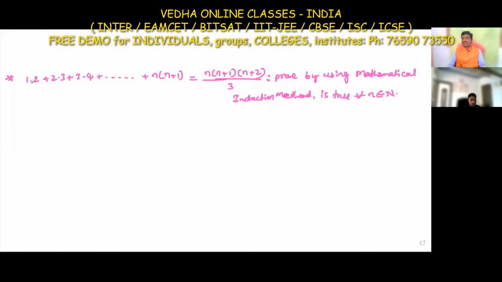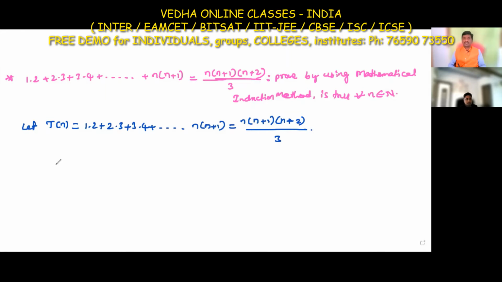We have to solve this problem by using the mathematical induction method for all n belongs to N. Here, 1 into 2 plus 2 into 3 plus 3 into 4 and so on plus n into (n plus 1) is equal to n into (n plus 1) into (n plus 2) divided by 3. Let me take the given statement as T of n. T of n is 1 into 2 plus 2 into 3 plus 3 into 4 and so on plus n into (n plus 1) is equal to n into (n plus 1) into (n plus 2) divided by 3.